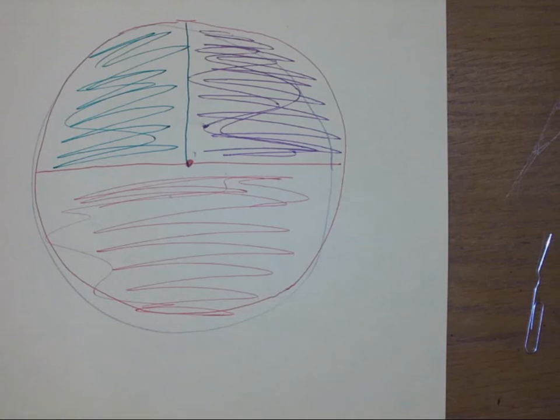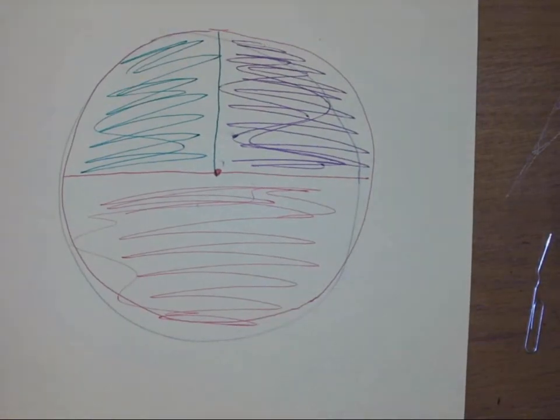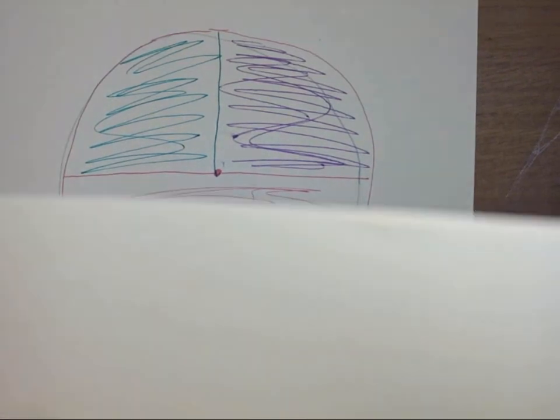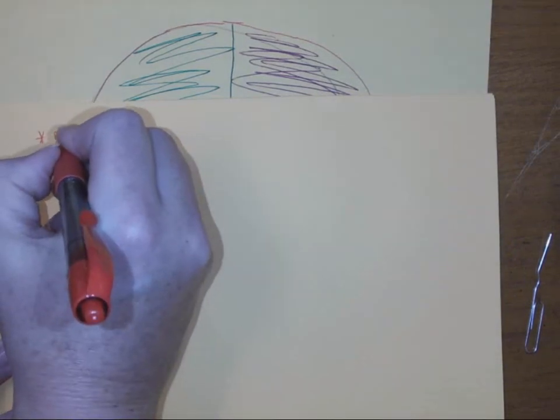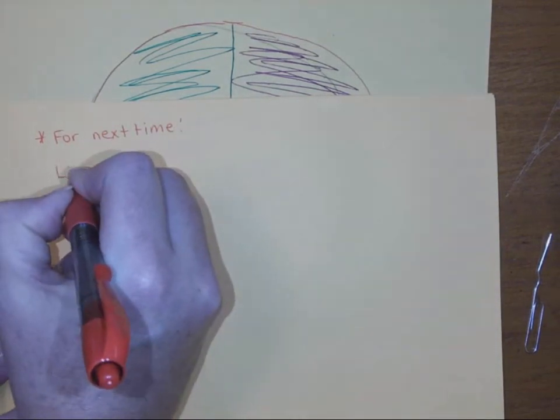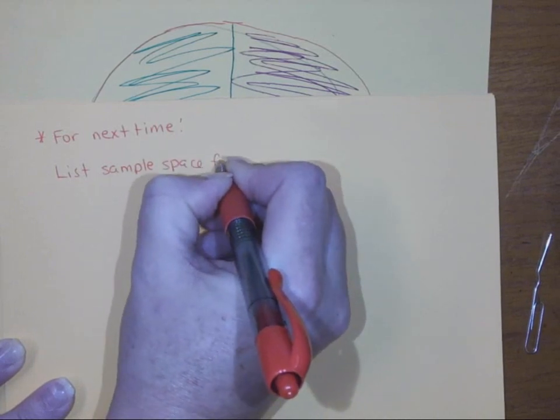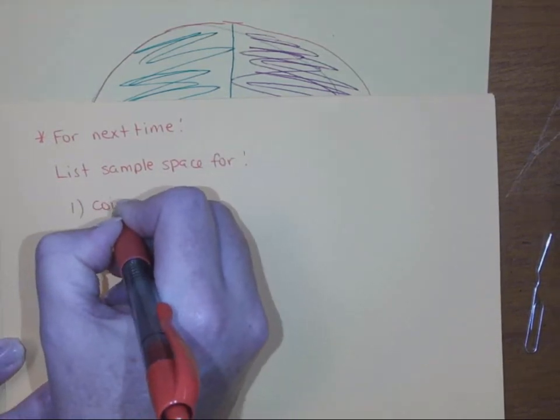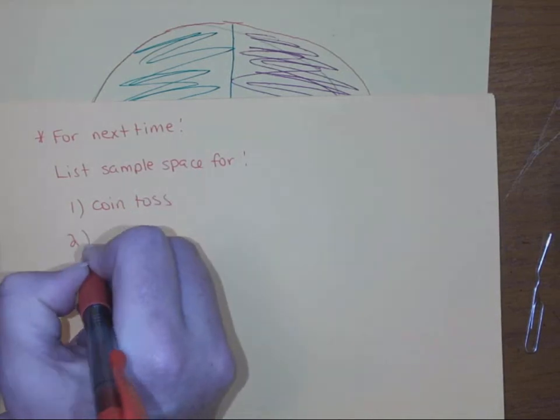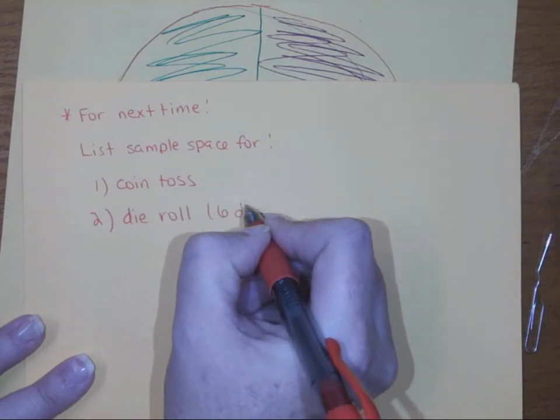Okay, so for next time, before you watch the next video, I want you to write these things down. For next time, I want you to list the sample space for a coin toss. Kind of already did that one if you look back in the notes. But also a die roll. And we're just going to assume it's a 6-sided die.